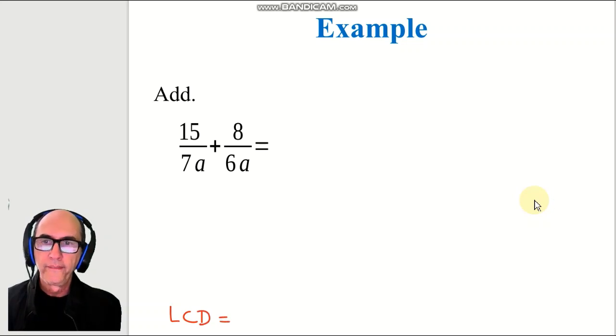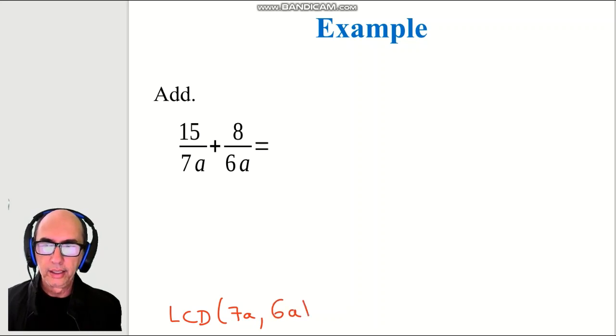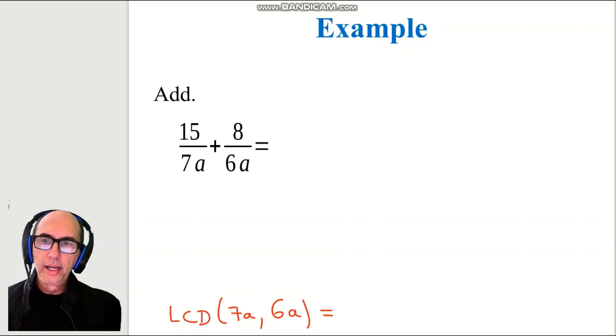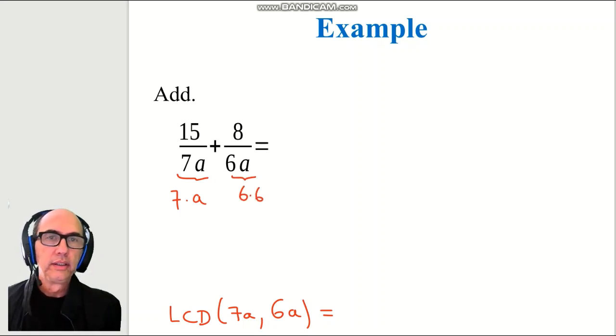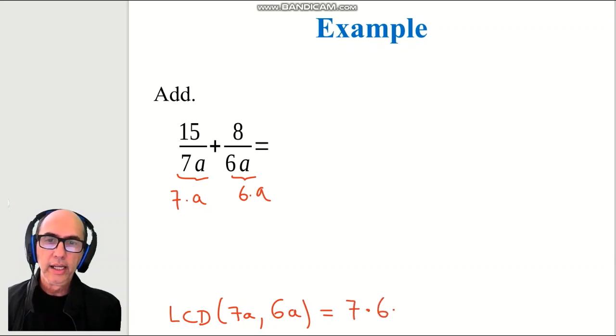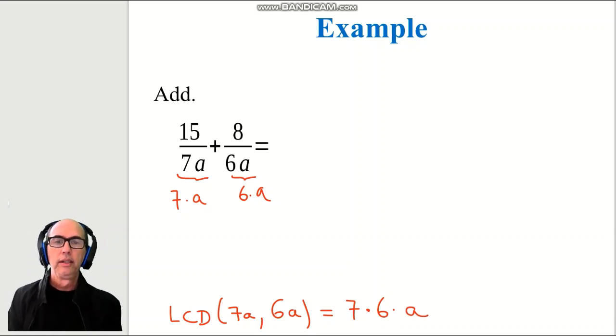Let's find it here on the bottom. The denominators are 7a and 6a. What are the unique factors? We have 7 times a, we have 6 times a. So the unique factors are 7, 6, and a, which is repeated. You don't need to repeat another unique factor.